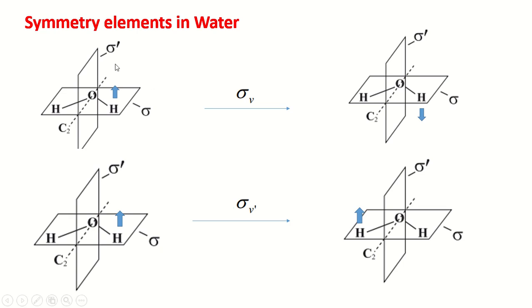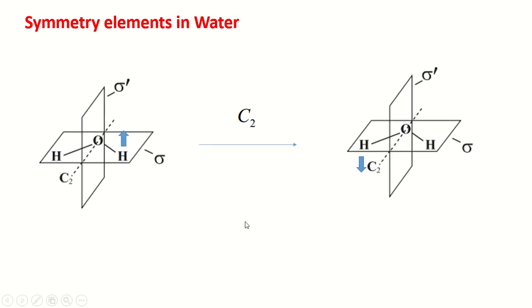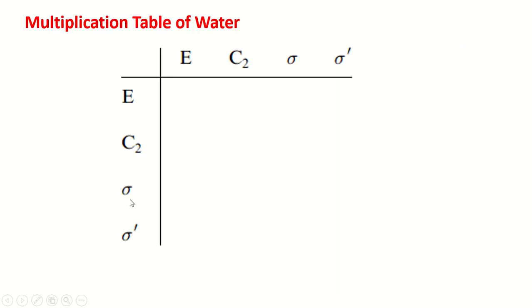After applying sigma and C2, the resultant would be equal to sigma v dash, and this is the result. Sigma and C2 would be equal to sigma dash. Now sigma and again sigma, sigma squared, means there is identity, because if we apply the same operation two times, then there would be identity in this molecule. So here we can write E for identity.